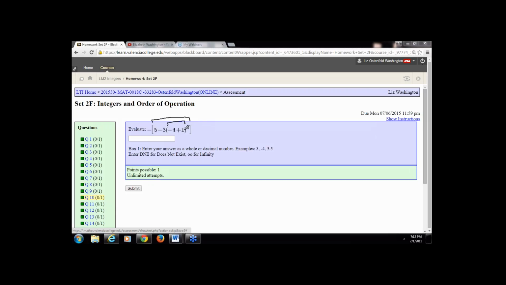These problems aren't hard, but they're tedious, which means take your time, write slowly. Give yourself enough space. Don't try to squeeze stuff in. Just really take your time. So here, I have to do what's inside of here first. So I get negative 4 plus 1, which is going to give me what? What's negative 4 plus 1?